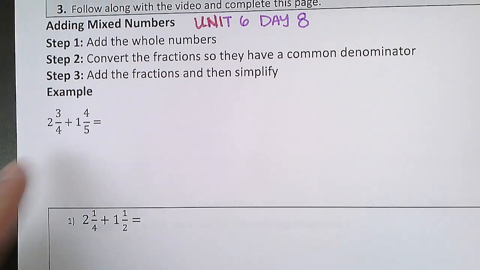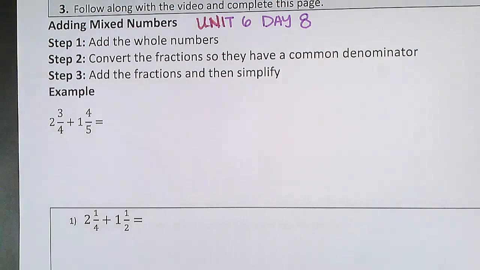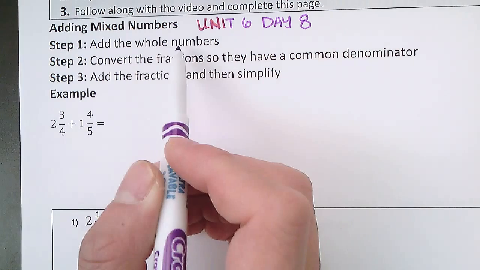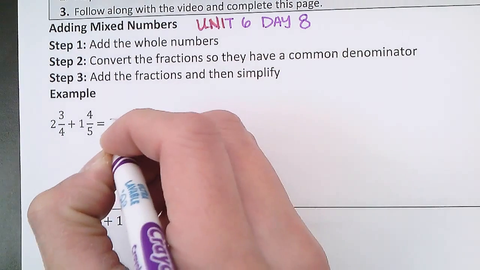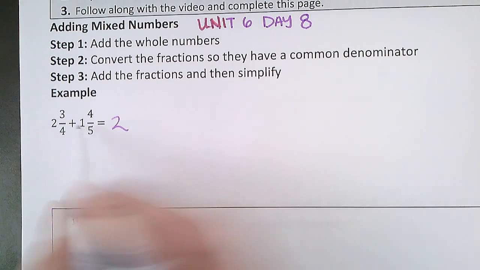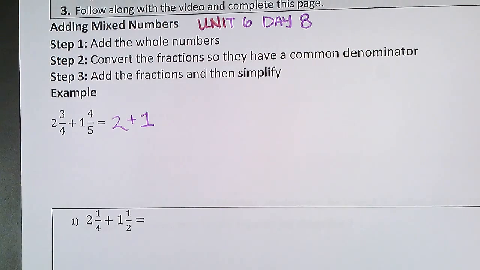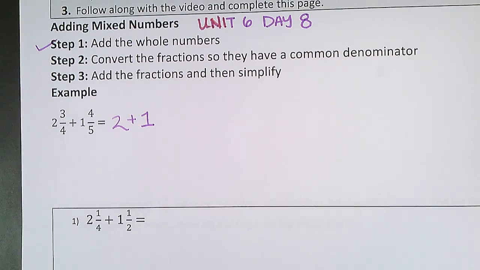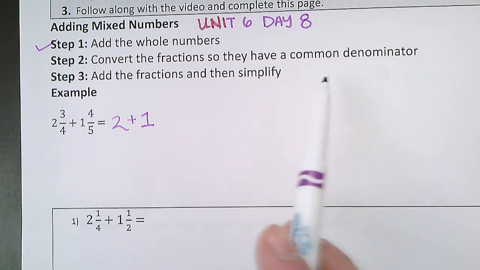So we have our problem here, 2 3/4 plus 1 4/5. Step 1, it says to add the whole numbers. So my whole number on the left is 2, so I'll write that here. My whole number on the right side here is 1, so we have 2 plus 1. Okay, so we did that here. That's step 1. Step 2, it says convert the fractions so they have a common denominator.